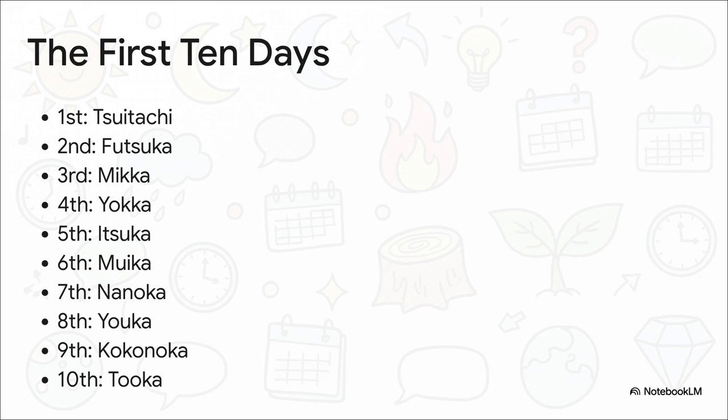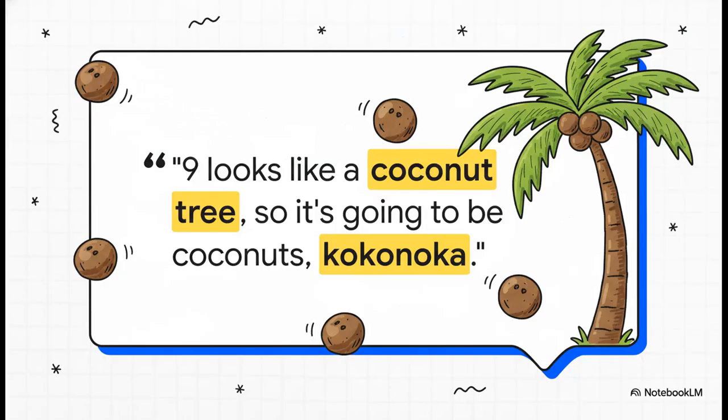I know, it's a list. This part is just straight up memorization. But we do have a pretty cool trick for one of the tough ones. Look at the number 9. Doesn't it kind of look like a coconut on a tree? Well, just think of coconuts, kokonoka. It's a silly little mnemonic, but trust me, it really helps make it stick.